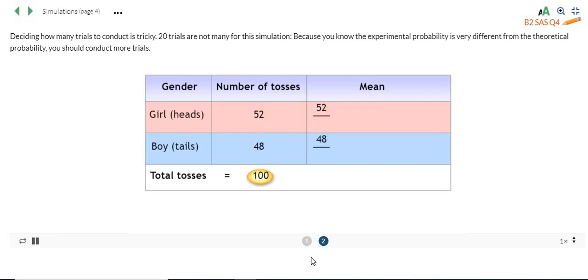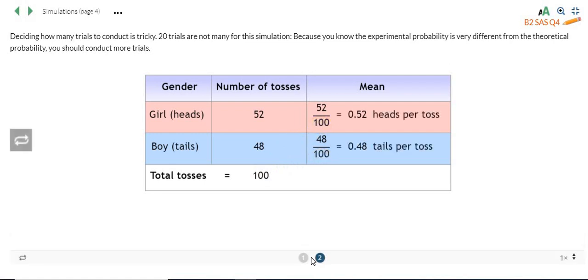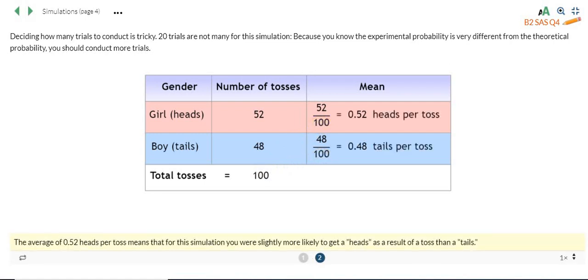So to calculate the mean, this is how you would calculate it. You can see this chart on your next page above number 5. It's already filled in for you. And they calculated the mean for you. 52 out of 100 flips. I got a mean of 0.52 heads per toss, which represents 52%. 48 over 100 is 0.48 tails per toss, and that represented 48 tosses. So those are the averages for each of them for 100 tosses.